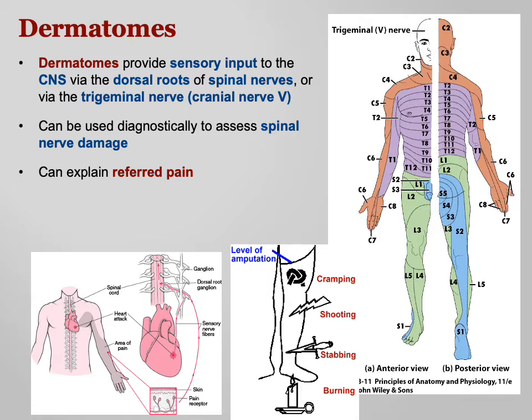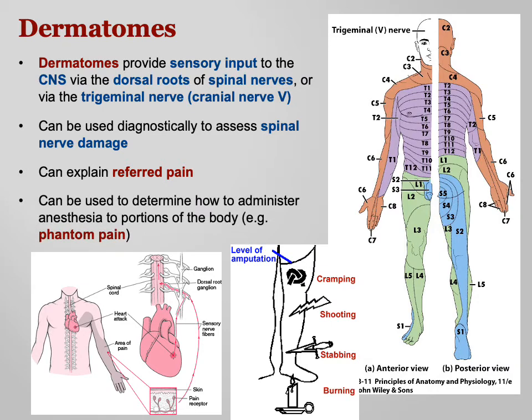You'll often feel pain in a much broader region than where it actually is. The appendix is in the right inguinal region, but you may feel pain all the way up into the stomach. That L1 goes across the middle, so you may not feel it just on the right side. You may feel it across the middle as well. So that's referred pain. It can also be used to determine how to administer anesthesia to portions of the body.